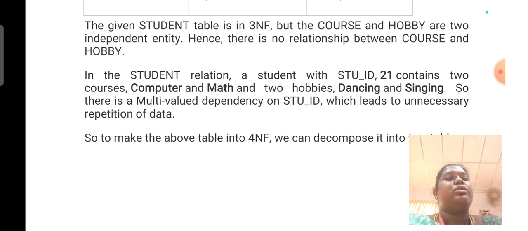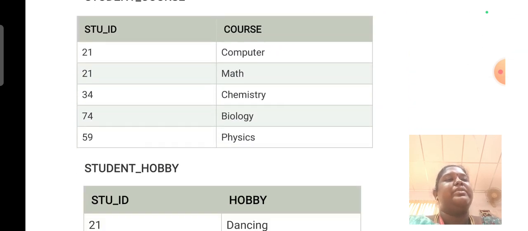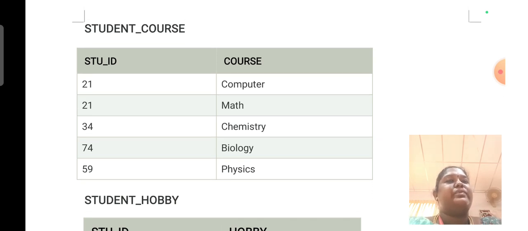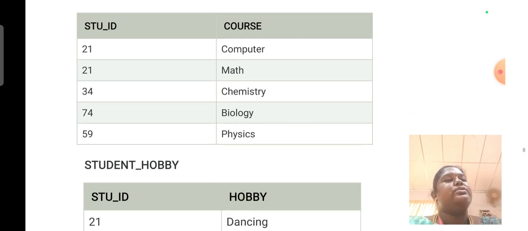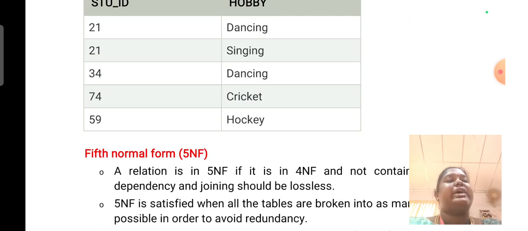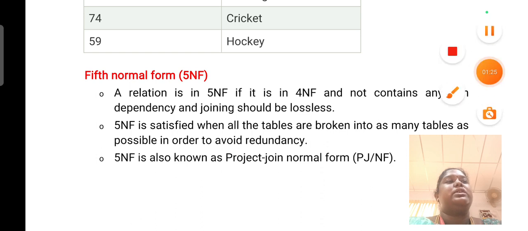So to make the above table into 4NF, we are going to decompose it into two tables. Student course is one table, and student hobby is another table. For student course, student ID tends to course, and for student hobby, student ID tends to hobby. This is the 4NF. I'm continuing next with 5NF.